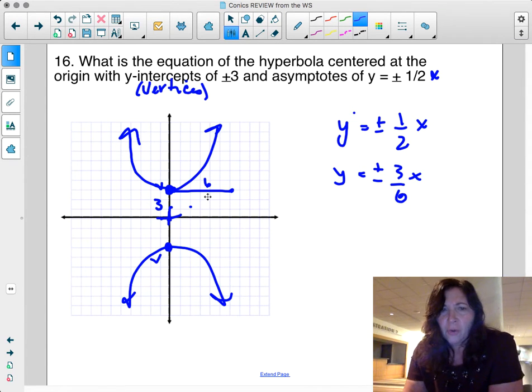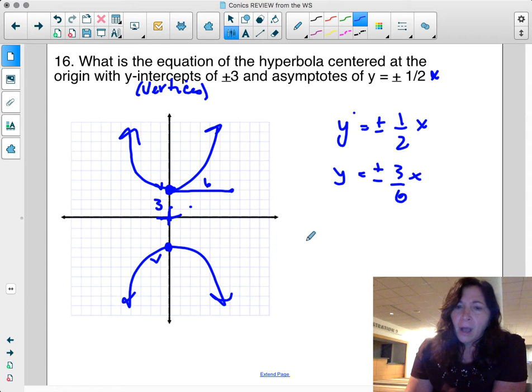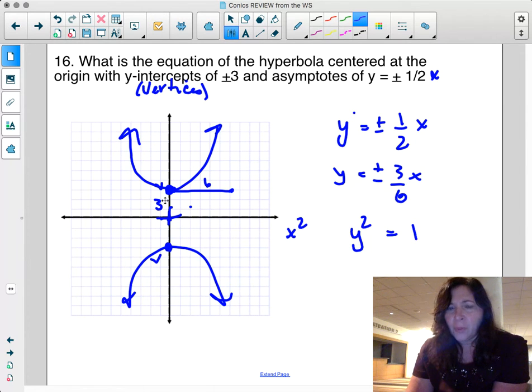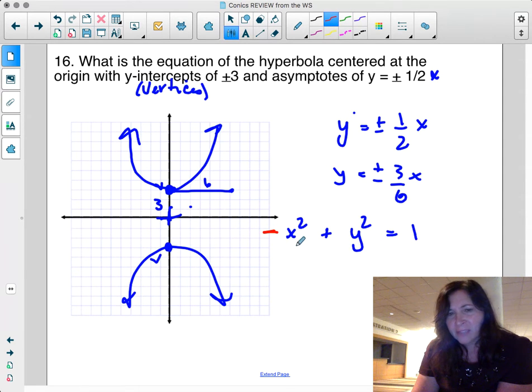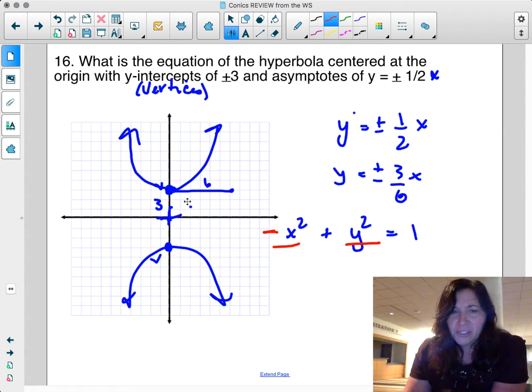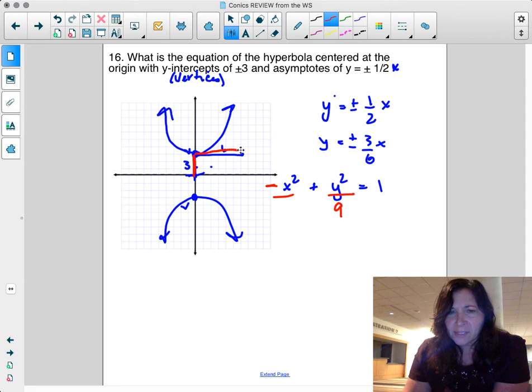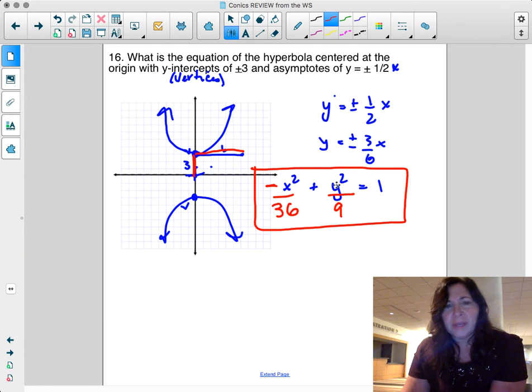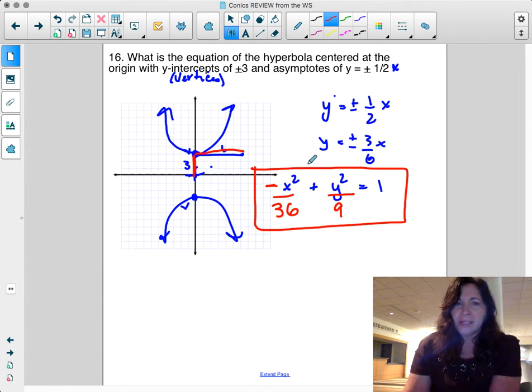So for the equation of my hyperbola, I'm going to get x squared here. We're going to get a y squared here equals 1. Because the hyperbola's vertices are on the y-axis, that means my y term is positive, and it means my x term is negative. Additionally, in the y direction we went up 3, which means that will be a 9. And going across 6 would be 6 to the right, 6 to the left, which would give me 36 right here. And so this would be the equation of my hyperbola centered at the origin.